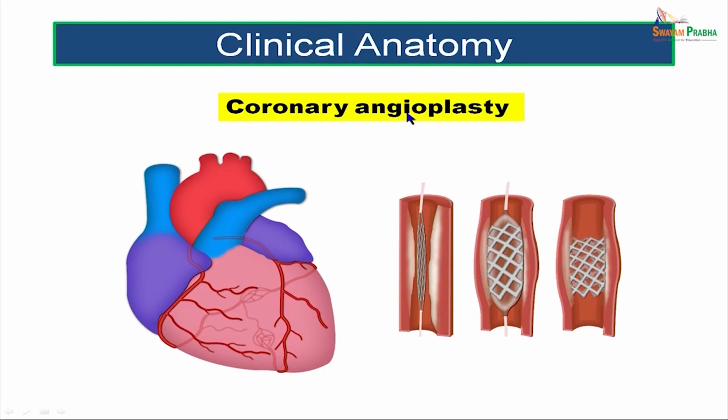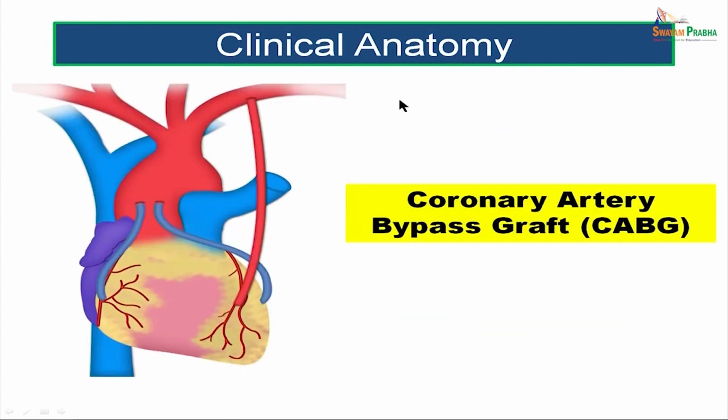This is called coronary angioplasty. If there are multiple blocks, then coronary angioplasty is of no use. What you need to do is coronary artery bypass graft surgery. It is also called CABG, coronary artery bypass graft surgery.